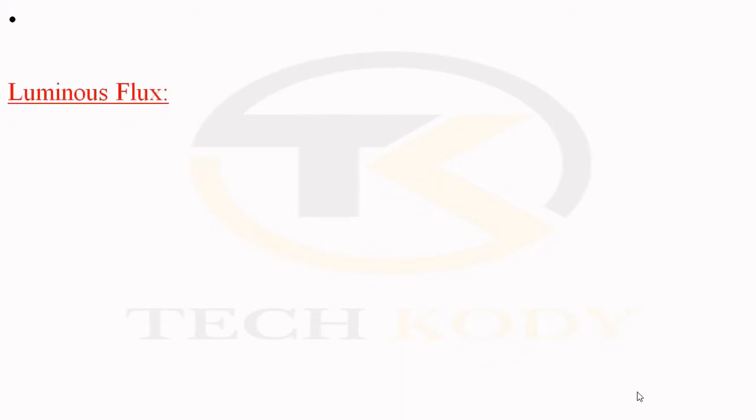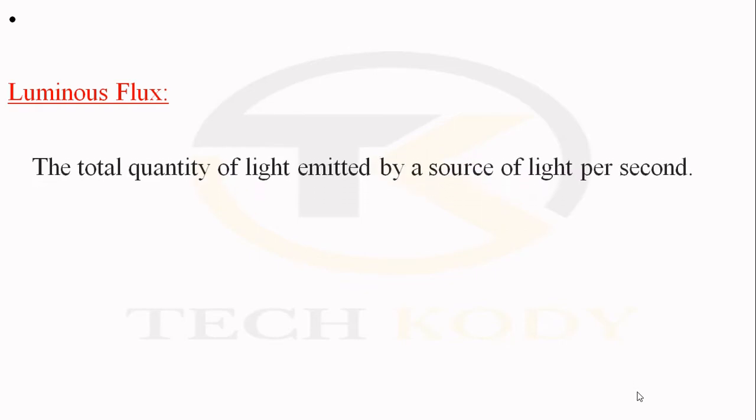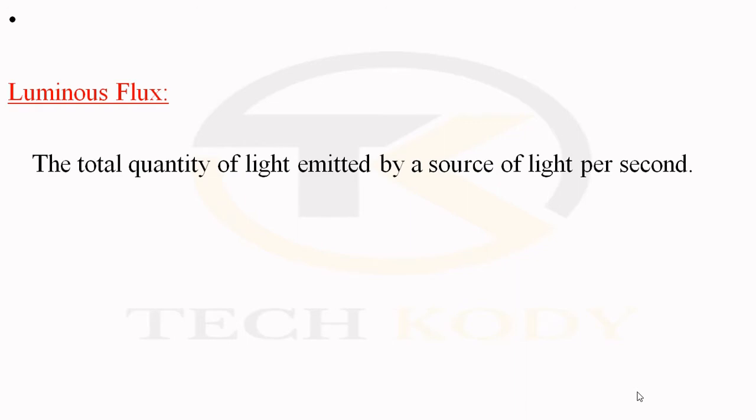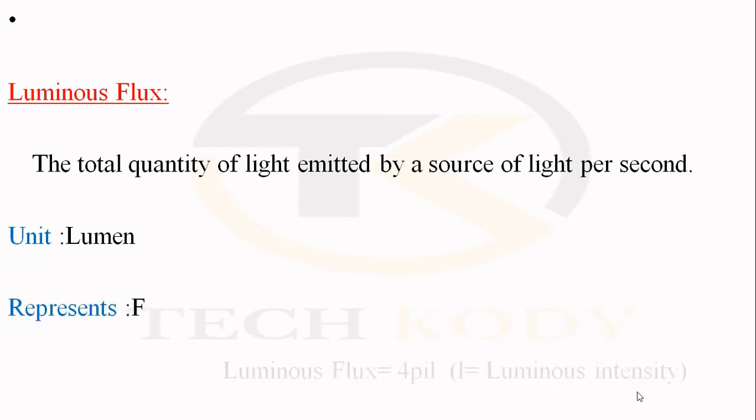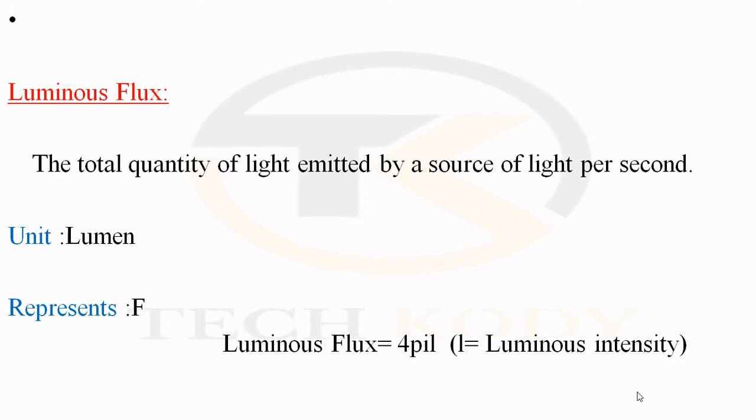Next one is luminous flux. The total quantity of light emitted by a source of light per second is called luminous flux. The unit of luminous flux is lumen. It is represented by the letter F. Luminous flux is equal to 4 pi L, where L is equal to luminous intensity.